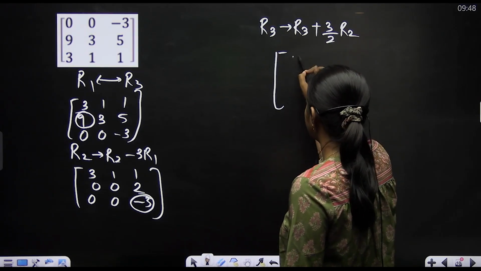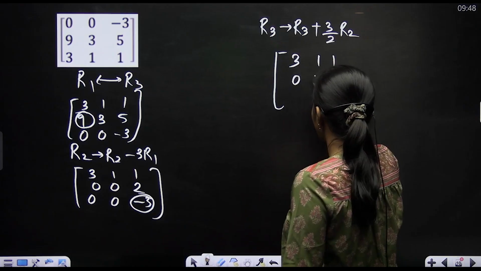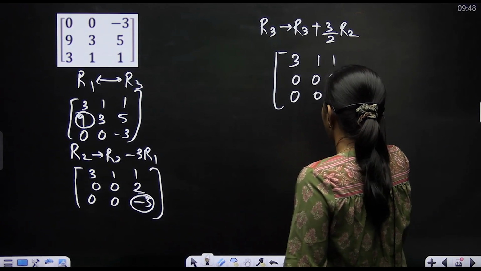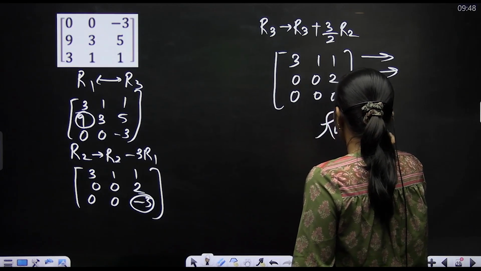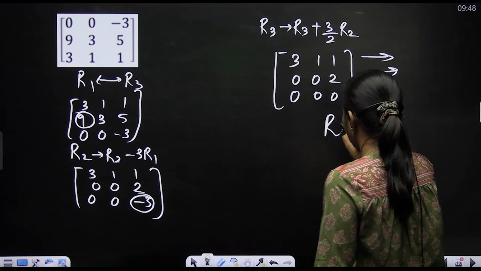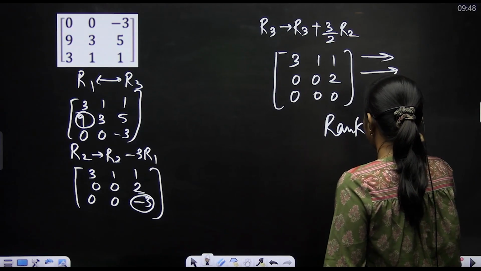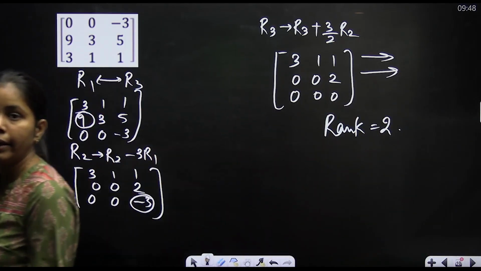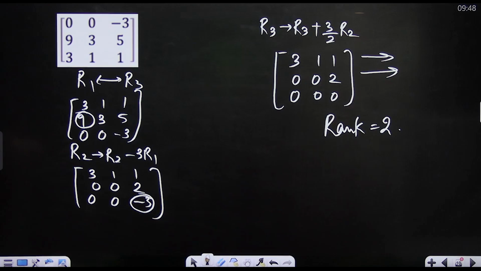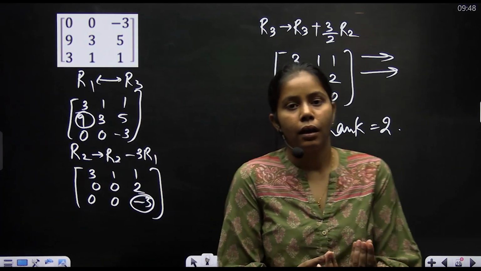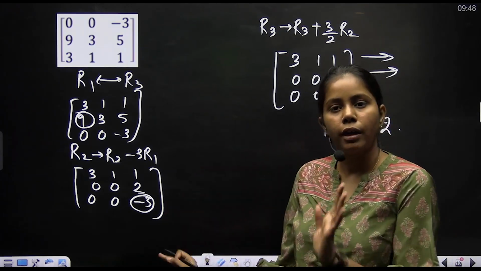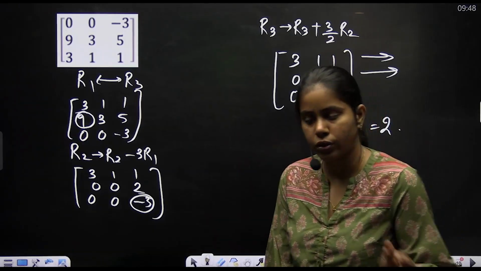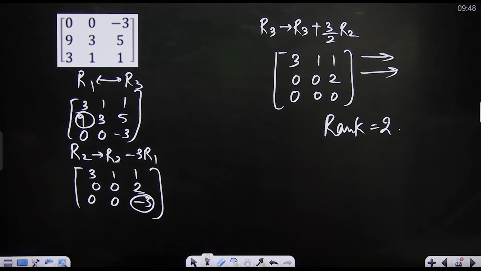I'll get the matrix as 3 1 1, 0 0 2 and 0 0 0. So here the number of non-zero rows: this is non-zero, this is non-zero. So the rank here would be 2. From now onwards we are not going to use the minor definition. If they mention minors in a question, then I am going to get to that concept. Otherwise I am going to use the number of non-zero rows in a row reduced echelon form for rank. Let's see more questions.